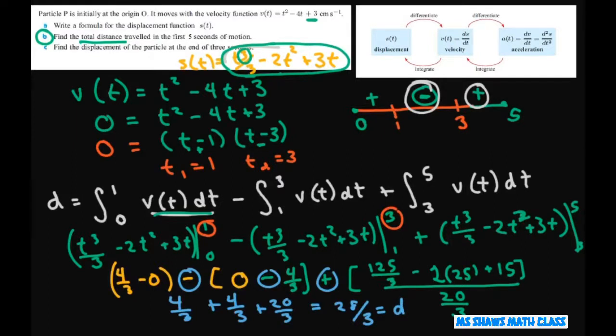Okay, and then finally we have to find the displacement. For the displacement, you can do it one of two ways. Since we want to find the displacement of the particle at the end of 3 seconds, so that's from 0 to 3, our displacement is s of 3 minus s of 0.